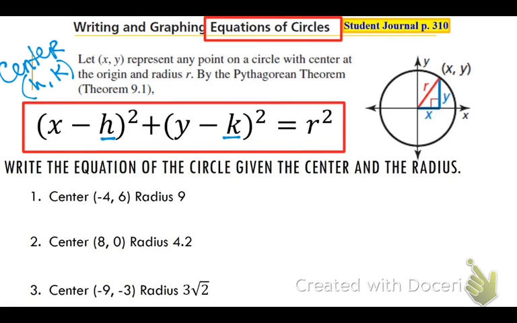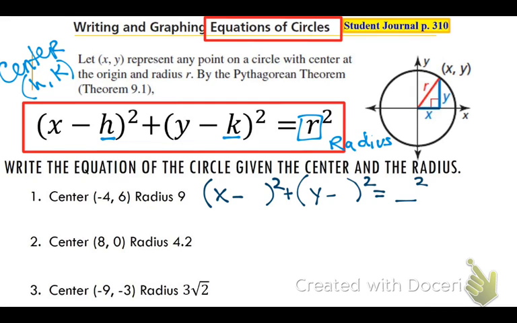And then what do you think r represents? Radius. Okay, so we're just going to plug into this formula. The three things I've outlined are the only things that change in this formula. So I'm going to write the skeleton of it.